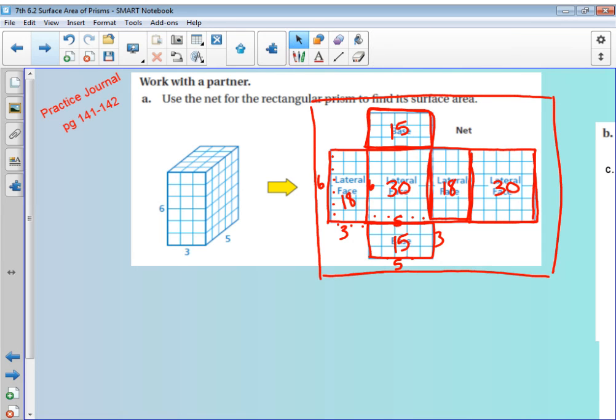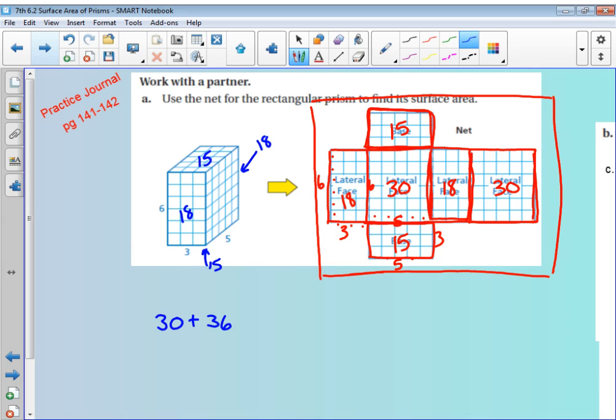Why? Because my top and my bottom, we found out, the top was 15, the bottom was 15, right down here. Those were the same, so I get 30 when I add them together. Okay, my front was 18. I have a back here that's exactly the same, 18. 18 plus 18 gives me 36.